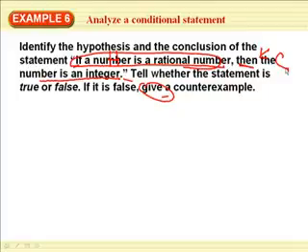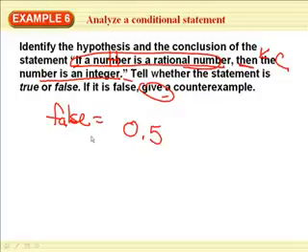If it is a rational number, then the number is an integer. That means the only things that are rational are integers. That is false, because I can give you a rational number, 0.5, that is not an integer. So we disproved that statement.